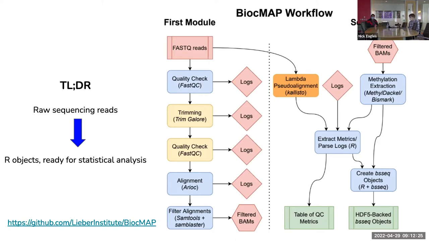There's a few different things like a QC step, trimming, sometimes alignment to a reference genome. And then ultimately we want to extract the methylation proportions into R objects.